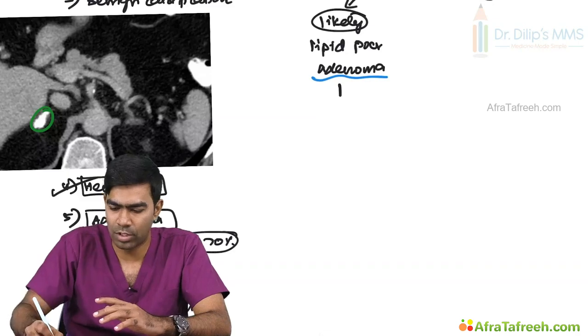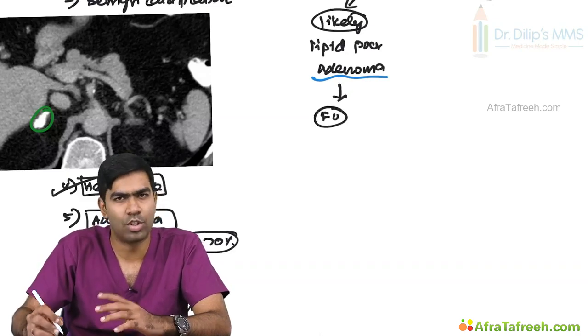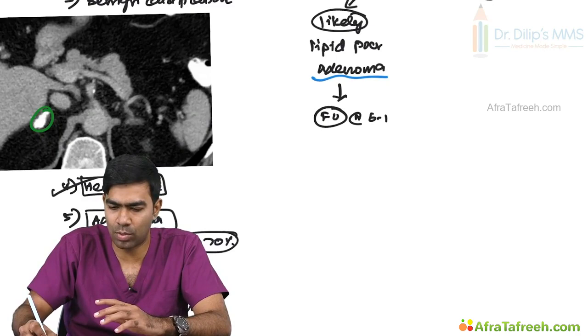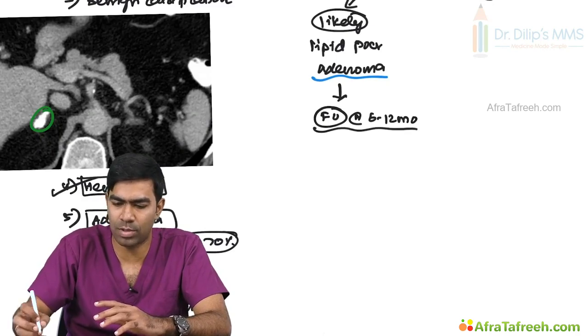That is why in NCCT, it had more than 10 Hounsfield units density because it doesn't have that much lipid. So, it is looking more dense, but it's showing a good washout. More than 50% at 10 minutes means it's likely to be a lipid poor adenoma. So, in this setting, it's better to do a short-term follow-up at 6 to 12 months.